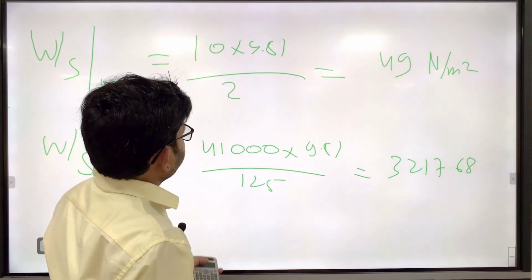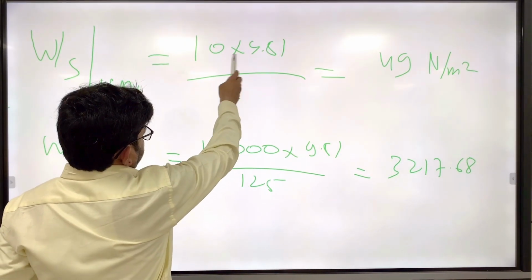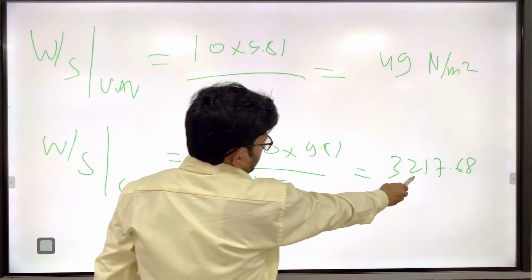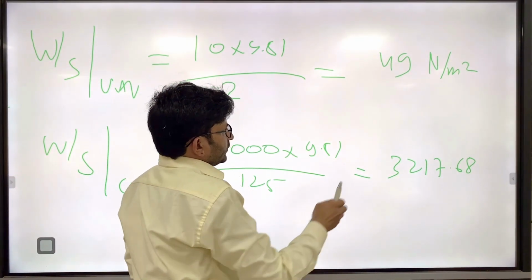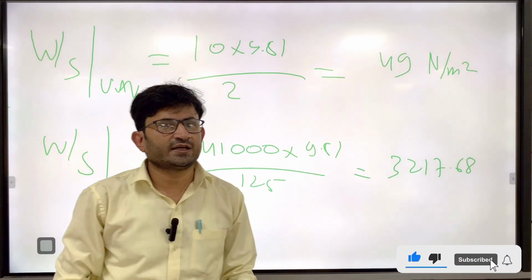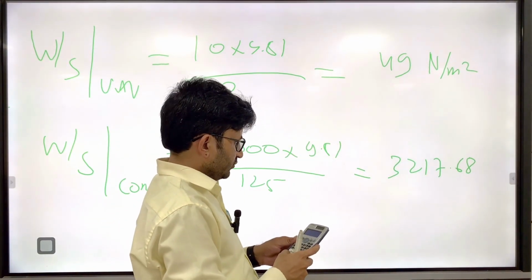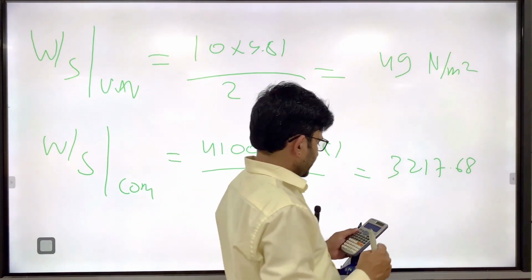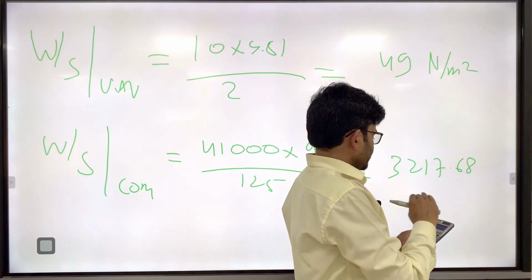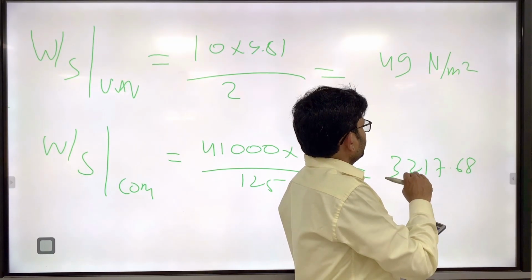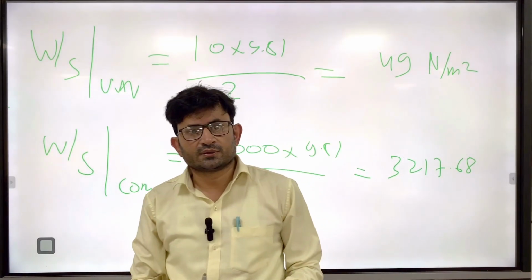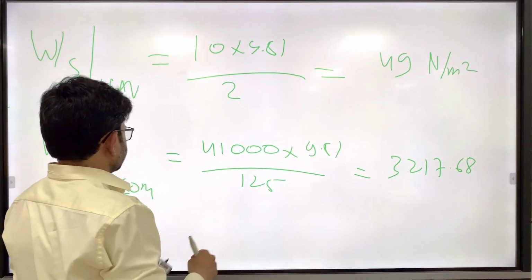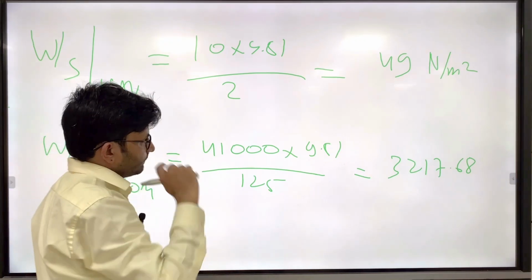So what was the wing loading comparison? If you convert into Newton, 10 into 9.81 by 2, that is 49 Newton per meter square. And for the commercial case, 3217. So wing loading is more in this case. That is why the effect of delta n is less. So 3217 divided by 49: the commercial aircraft has about 65 times more wing loading. If you divide this by this, you will get almost 66 times more wing loading compared to the light UAV.